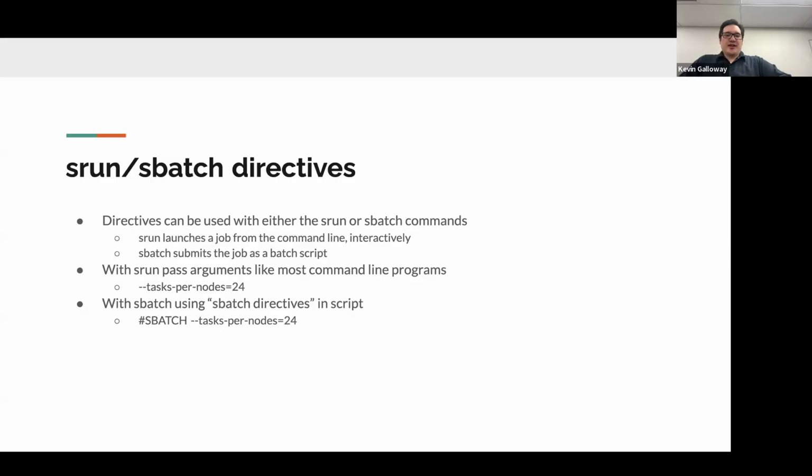Yeah, as mentioned before, these directives can be used either with srun or sbatch. And srun again launches a job from the command line interactively, sbatch as a batch script. And with srun, you pass arguments like most command line programs. You can either do dash dash or dash a letter. And then the sbatch directives are just preceded by a number sign, sbatch, then the flag.